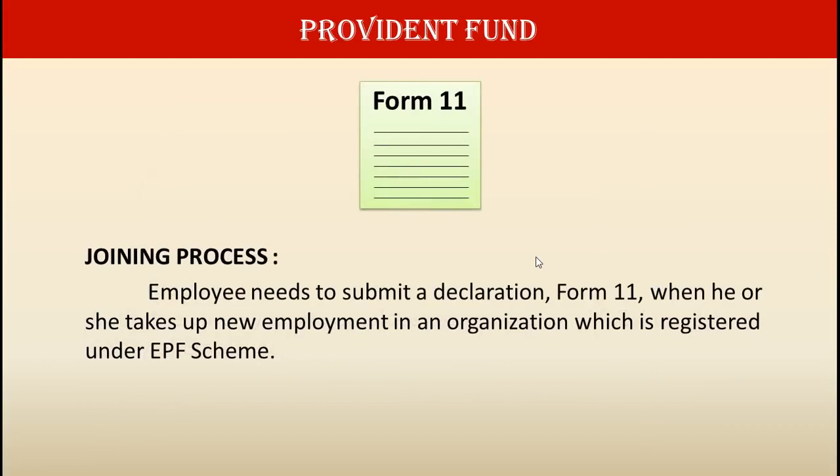Let's see how we can join the process, that is, how we can contribute towards the provident fund. Whenever you get started with a new employer, or if you have just started your career, you will have the option of filling the form 11 that is available with the employer. You just need to fill the form 11, which will contain some fields for personal details to be filled from your side. That's the only process: filling the form 11 and submitting it to the employer, and you will get started with the provident fund contribution.